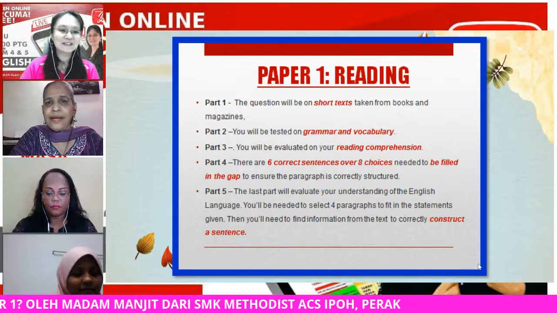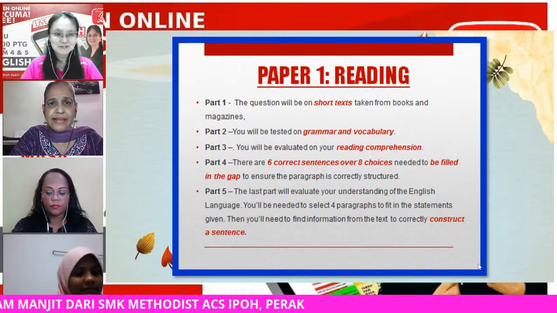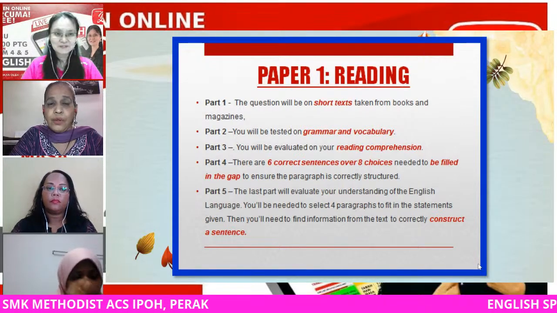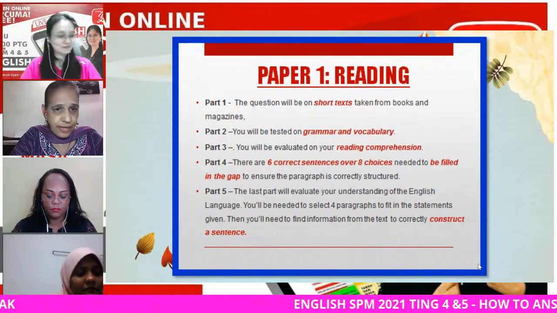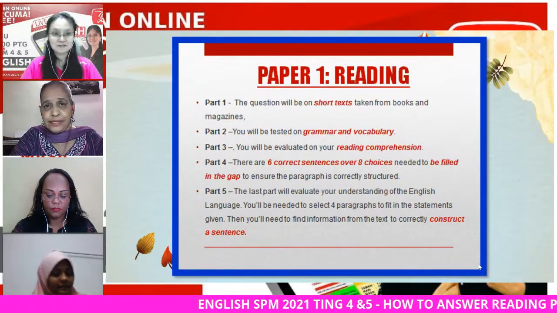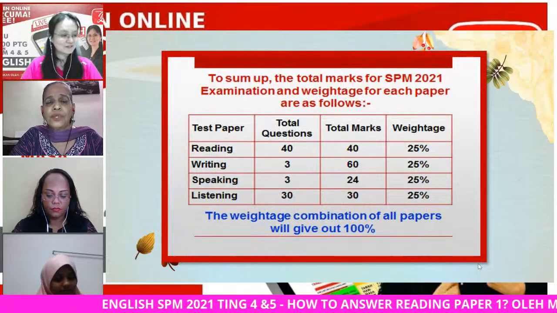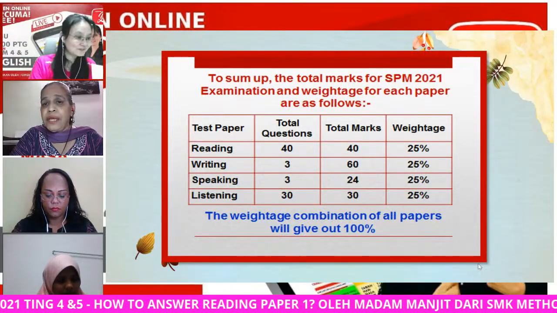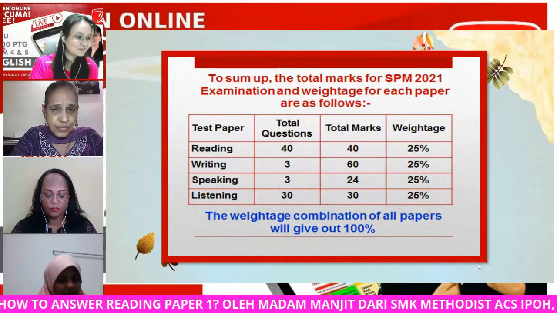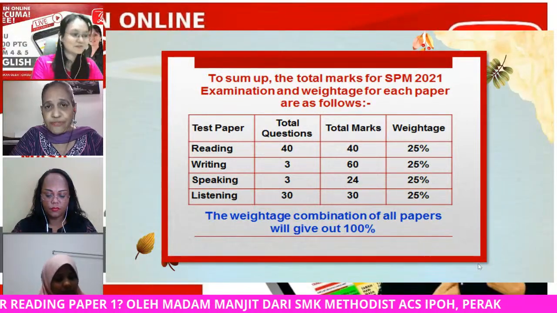Thank you. So paper 1 we did was short text, and then we did closed text, which was based on grammar and vocabulary. And today we are going to focus on reading comprehension. Part 4 and part 5 we will do another day. Okay, so let's continue. You must remember that for paper 1, paper 2, paper 3, and paper 4, the weightage is 25% each. So all these papers are very important for you to answer.